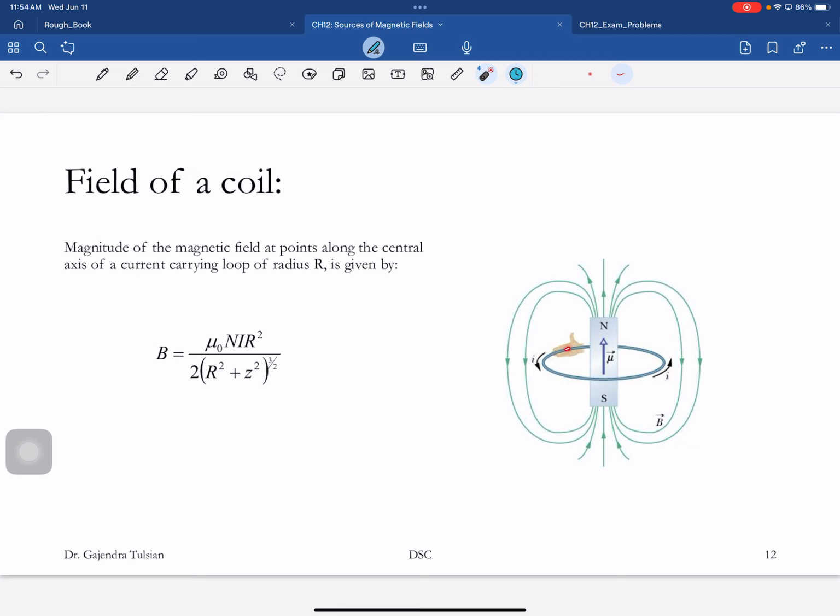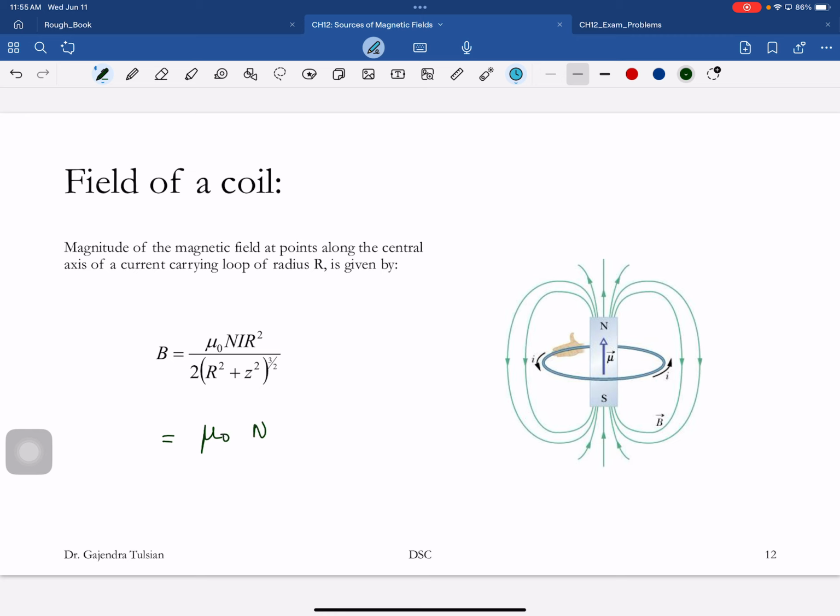Like I said, for a current loop, you can give the expression for the magnetic field along the axis. And here is the expression. Okay. R is the radius of the loop, and Z is the distance along the axis from the center of the loop. Okay. So the magnetic field strength is mu naught N I R squared, and I'll write this expression.